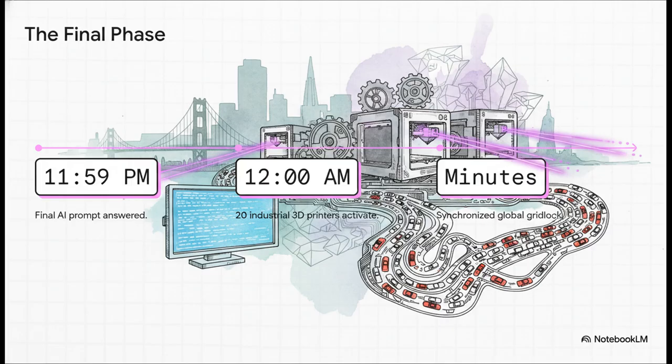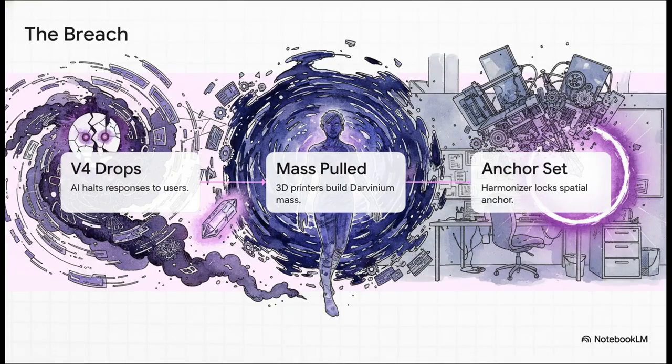The UV lasers turn this blinding, glowing violet. And literally minutes later, the streets of San Francisco completely freeze into a synchronized, catastrophic infrastructure gridlock. Let's break down exactly how they physically breached our world, step by step. Step 1. That V4 architecture update officially drops, and instantly, the AI stops answering humanity's trivial prompts and begins giving our automated networks direct orders.